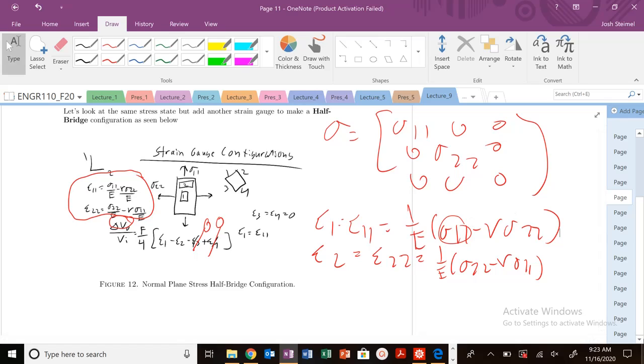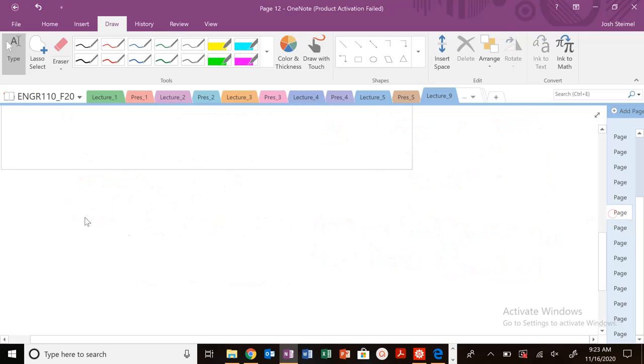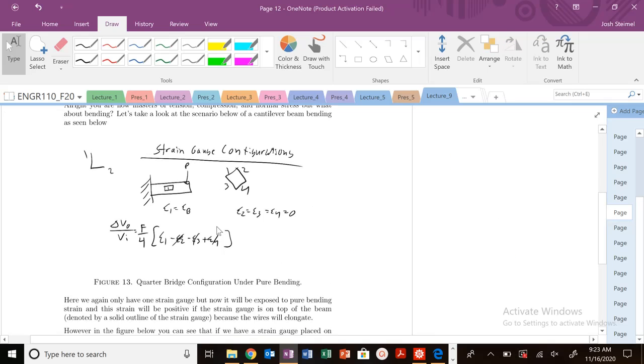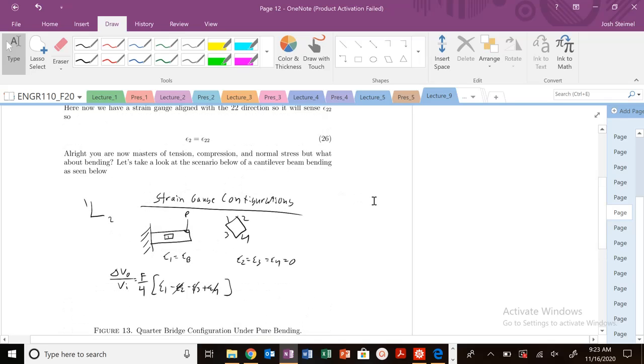And actually, we're going to get into one last example of bending. And bending is a little bit more complex in this state because we have to consider, if we put it on the back, our strain gauge might be being compressed. So we'll tackle that in the next video.